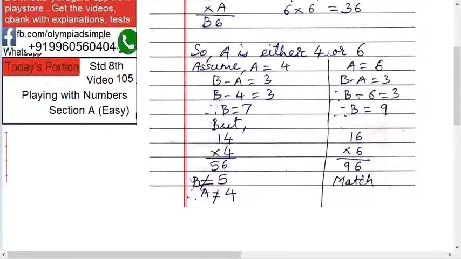Now if a is 4, let's try both the cases. Then b minus a equals 3, that is b minus 4 equals 3. B equals 7. Okay. But a is 4 then.